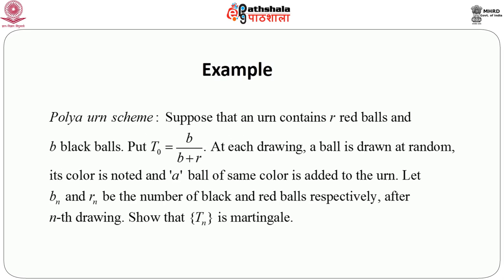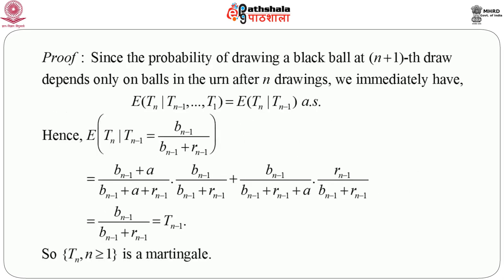Now at each drawing, the scheme goes like this. At each drawing, a ball is drawn at random, its color is noted, and a ball of the same color is added to the urn. That means at the first draw, if we draw a black ball, then we add another black ball of the same color. We can generalize this by adding a number of balls of the same color. That means if the first drawn color is black, then we add a black balls to the urn, so that during the next draw the number of black balls will be b plus a and the total number of balls will be b plus r plus a.